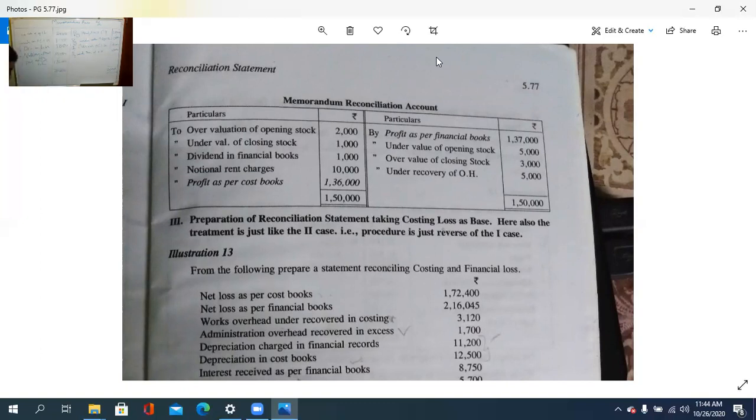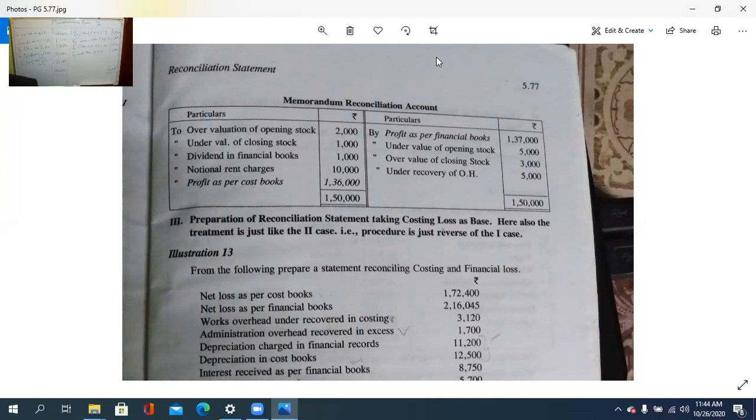Clear? So this is the case where, taking the profit as per the financial books, we reach the profit as per the cost books. Those items added when we take the profit as per cost books are deducted here, and vice versa. That is the only difference when taking the profit as per financial books instead of cost books.